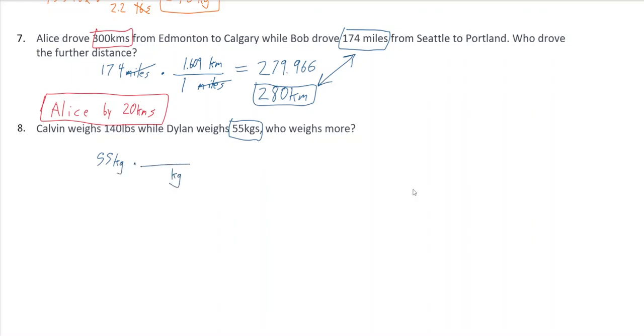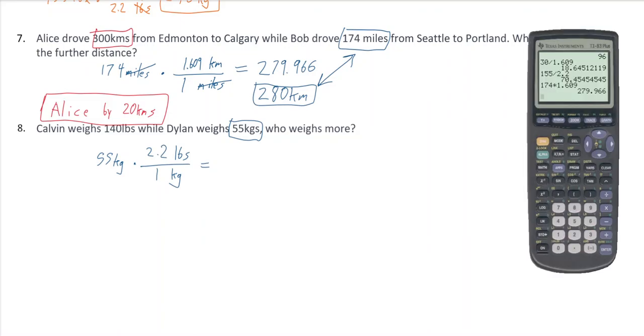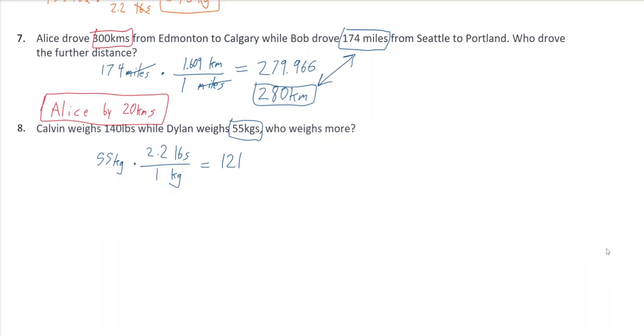But anyways, I digress. So let's change this 55 kilograms into pounds. So what we're going to do is go like that. So 1 kilogram is 2.2 pounds. So 55 times 2.2, and you'll get 121. So Dylan weighs 121 pounds, right? And Calvin weighs 140 pounds. So Calvin weighs more. Calvin weighs more by about 19 pounds.